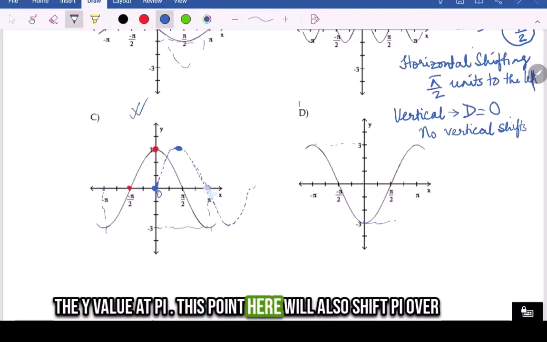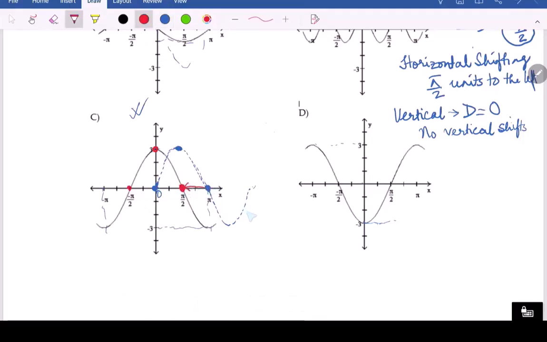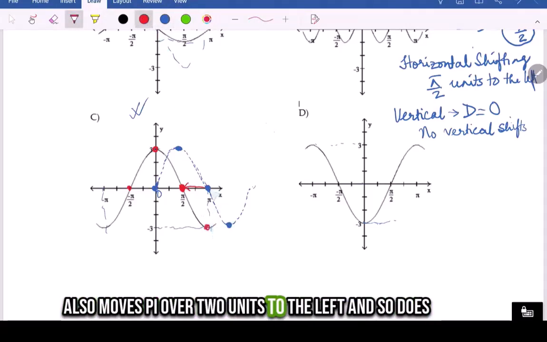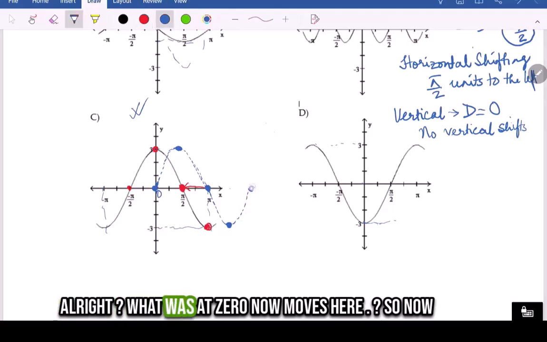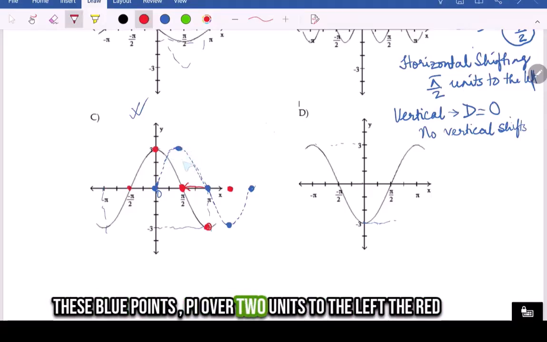Let's look at the y value at pi. This point here will also shift pi over 2 units to its left. So that means this point will go here, correct? And then this point goes here, right? This point here also moves pi over 2 units to the left. And so does the point at 2 pi. It moves to the left as well. All right. What was at 0 now moves here.